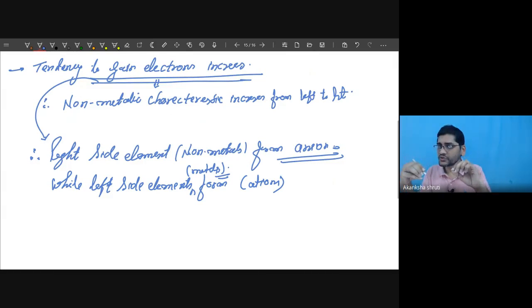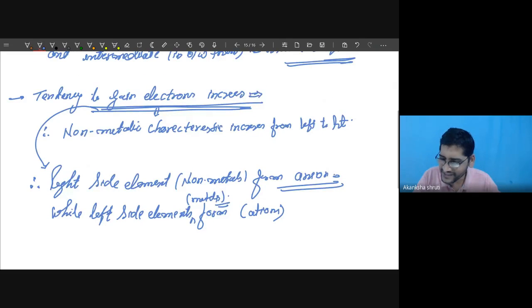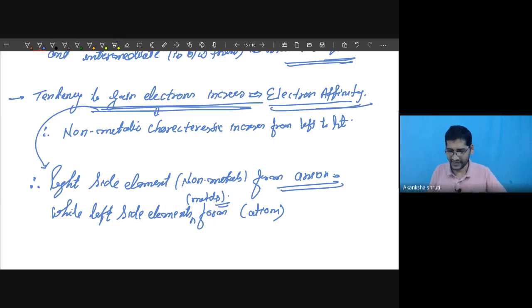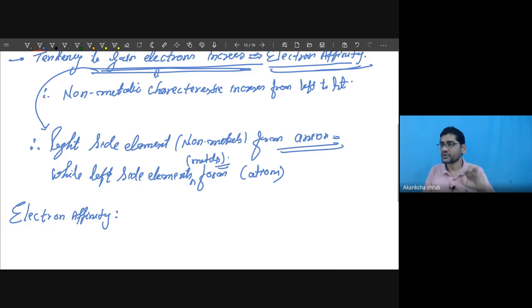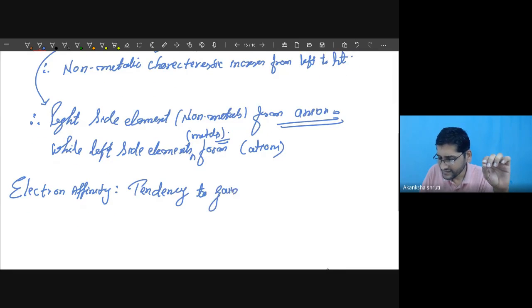So this way, the tendency to gain electron is called electron affinity. Like ionization potential, there is another term called electron affinity. So tendency to gain electron is expressed in the term of electron affinity. So write the term electron affinity. It was asked once. So it is the tendency to gain electron by an atom.